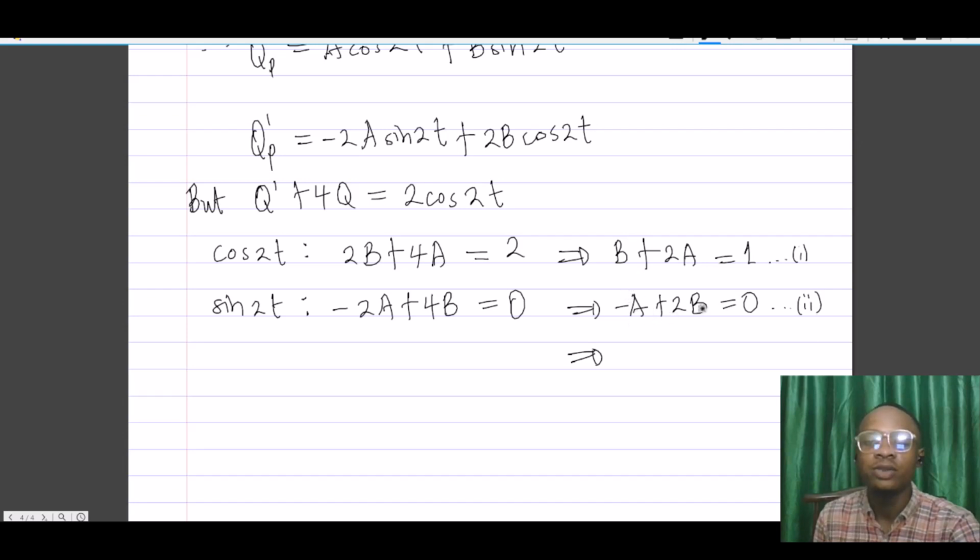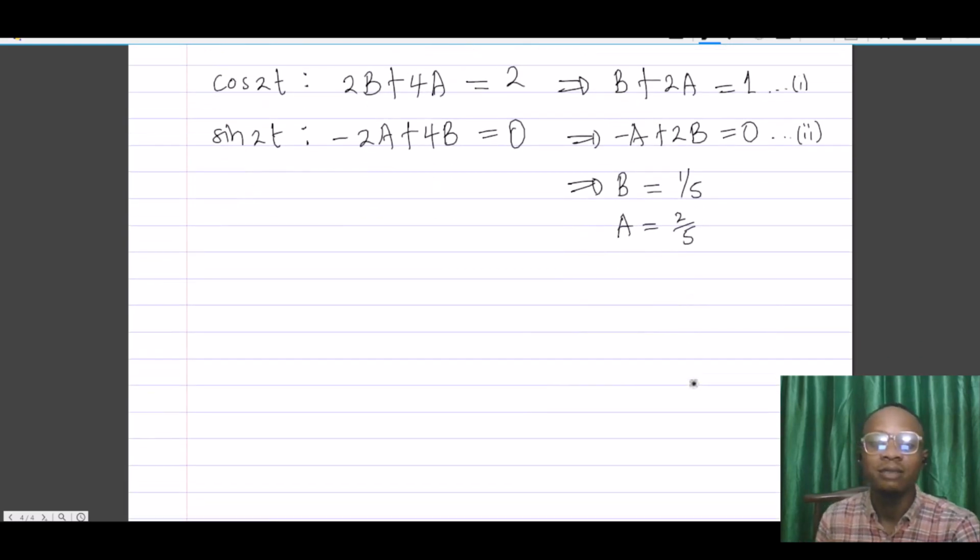So this second equation implies that a equals 2b. If a is 2b, then we can replace a by 2b here. So in this case, we're going to have b plus 2 times 2b as b plus 4b, that is 5b, is equal to 1. So from that, we get b should be equal to 1 over 5. And since a is equal to 2b, then a will be equal to 2 over 5, basically.